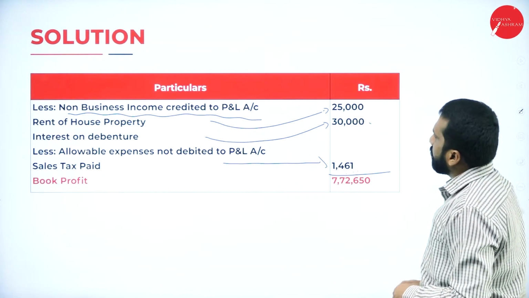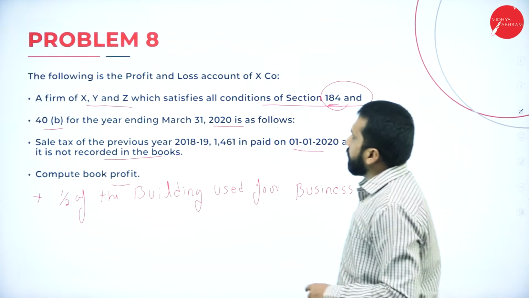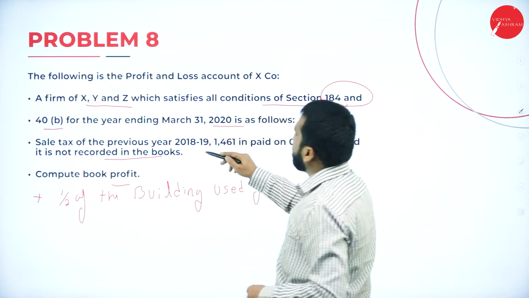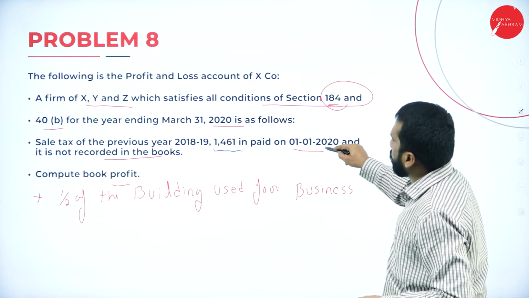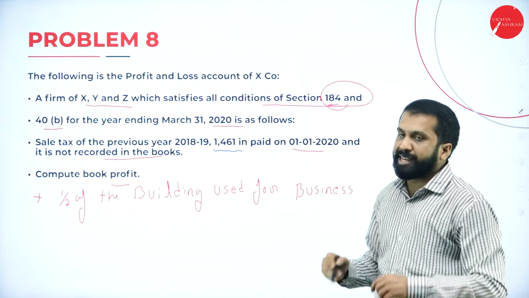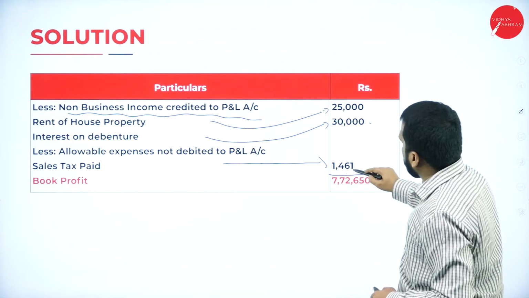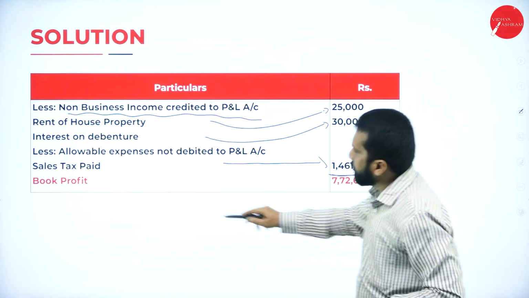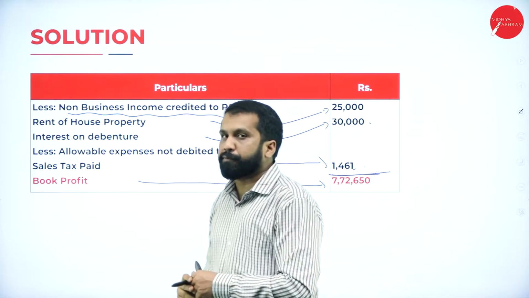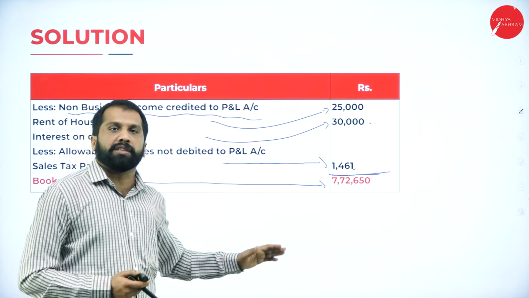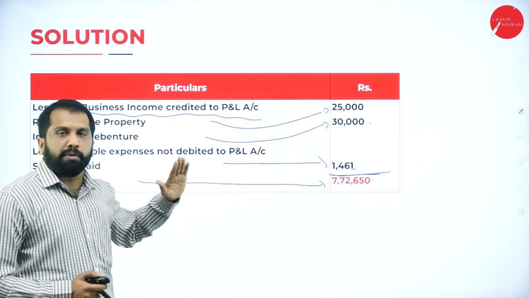Now, sales tax in the adjustment they have given, yes, sales tax of previous year 1461 paid on 1/1/2020. This has to be deducted. Now, so your final answer, your book profit, is 7,72,650. In the question they have asked us only to find out book profit. So we have done up to book profit.